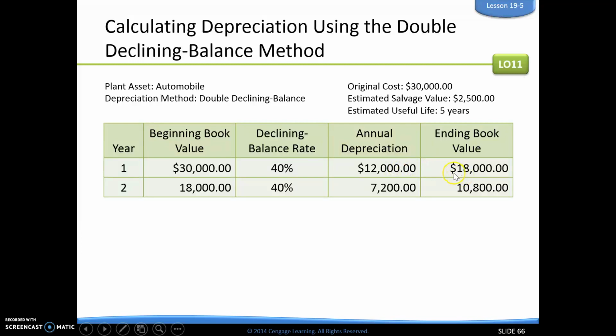When we start year 2, that becomes our new beginning book value. And again, we take our book value times our declining balance rate of 40%. And now our annual depreciation goes down to $7,200. And now we're at an ending book value of $10,800. So you can see how clearly your annual depreciation is going to change, but your declining balance rate stays the same. Whereas with the straight line method, our annual depreciation expense was the same every year. With double declining, that's actually going to change.